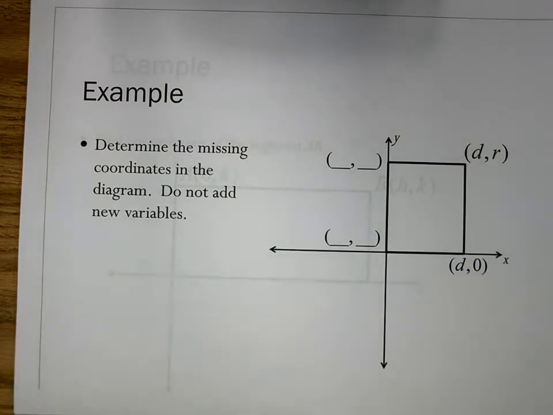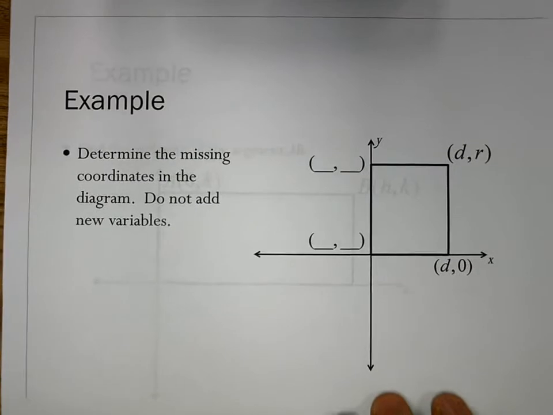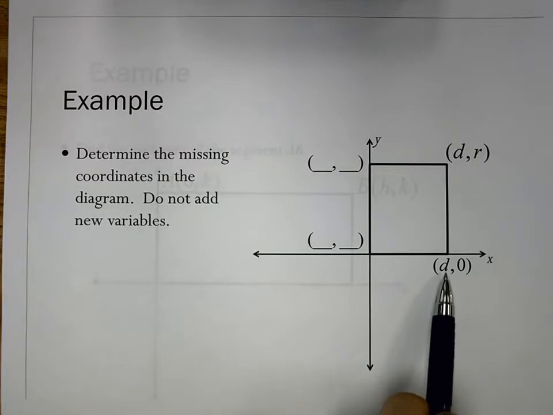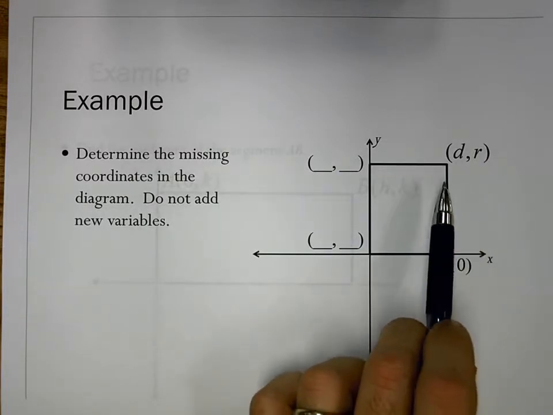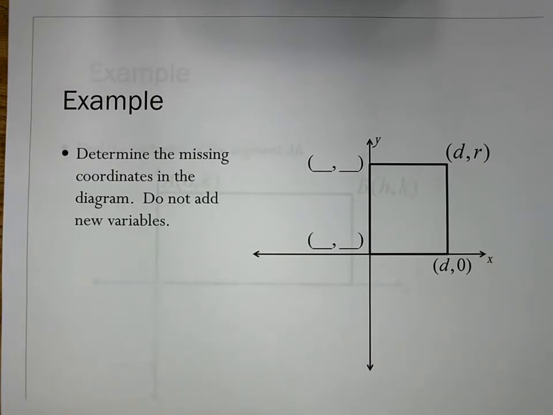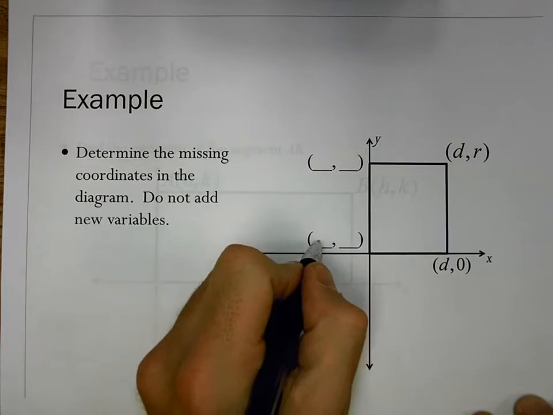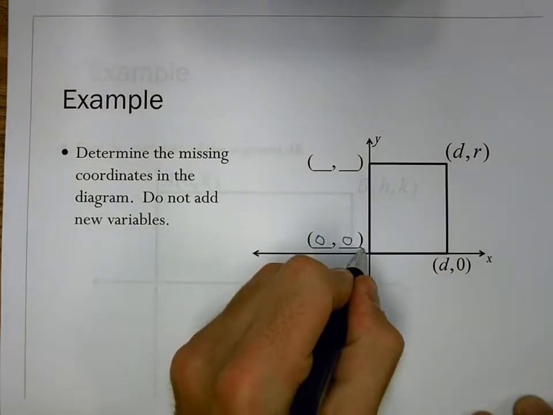So determine the missing coordinates in the diagram. Do not add new variables. It'd be really nice if we could just pick our own letters, pick the letter that starts your name, and we could fill them in, but we can't do that. We have to take what they've given us. So if we look, we have D, 0 is our point out here on the bottom right. D, R is our point in the top corner. Well, just by that, I know, first of all, we know this one. This one's 0, 0, because that's at the origin.